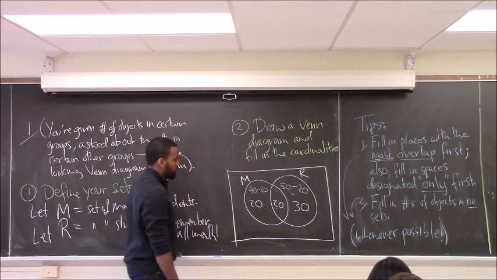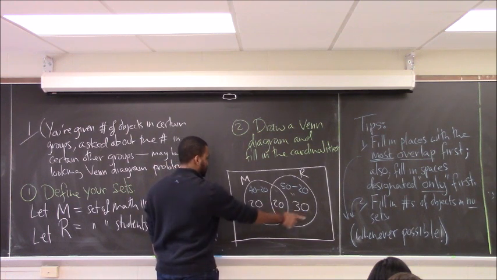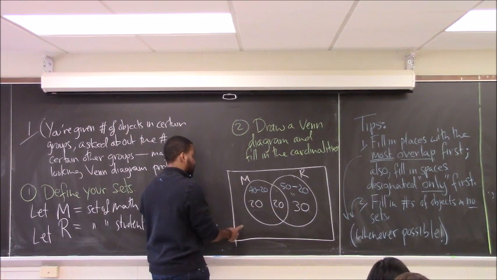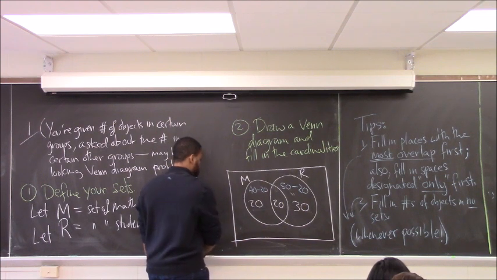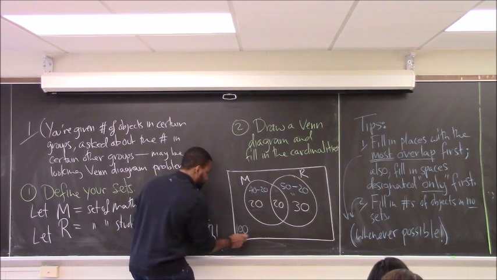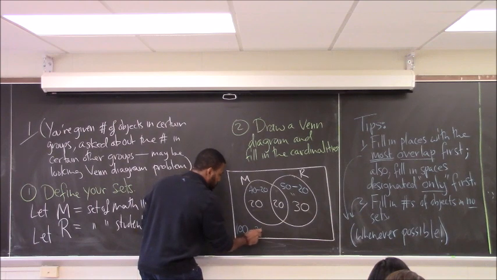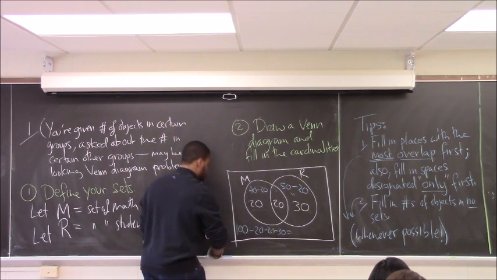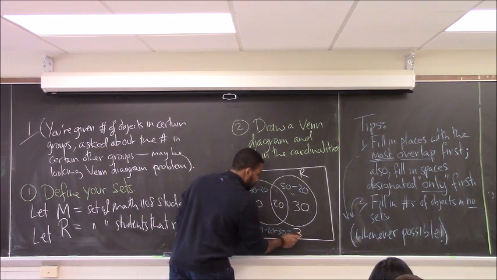How many things do we have filled in here? How many people are accounted for? 70. 70, which means there are 30 people out here. So the universe had 100 people, and we've accounted for 20 of them here, 20 of them there, 30 of them there. So that means outside here, there's going to be 30 people left over.